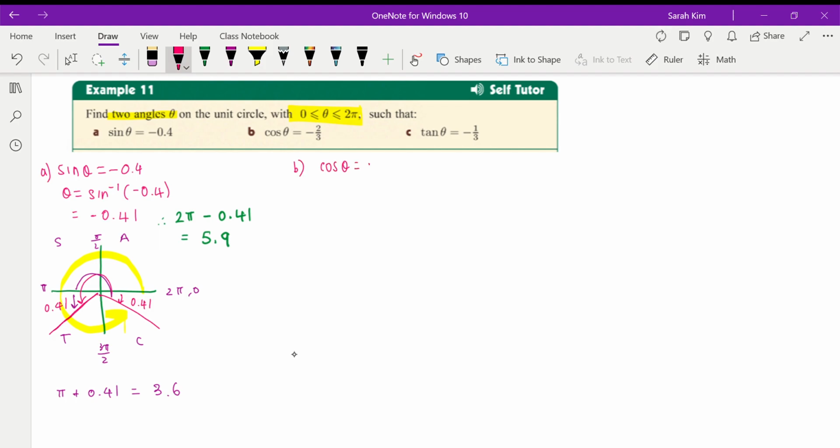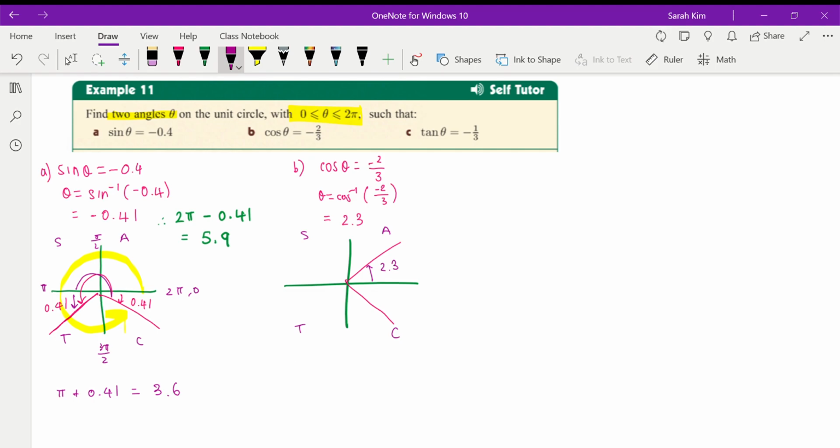So let's do B. Cos theta equals minus 2 over 3. If I want to find theta, I'll just inverse the cos, make sure there's a negative, and make sure your answer's in radians on the calculator. So that's about 2.3. If I draw a unit circle to figure out what that means, my cos was negative, so these will be the two answers, and the first answer is 2.3.